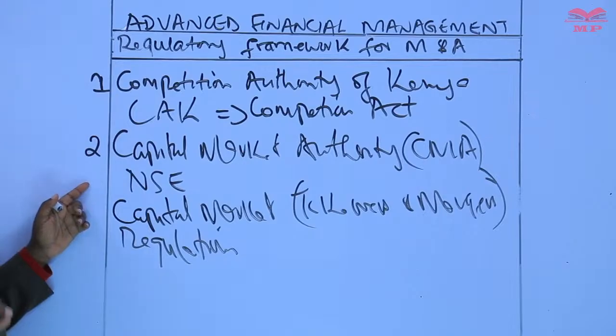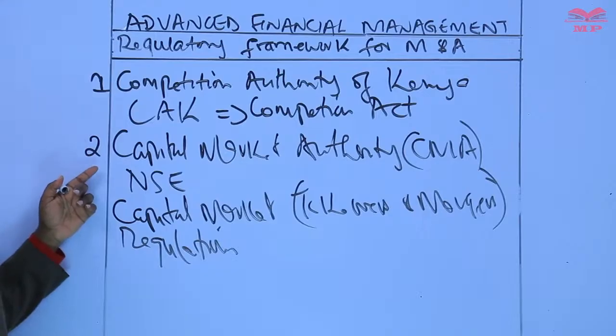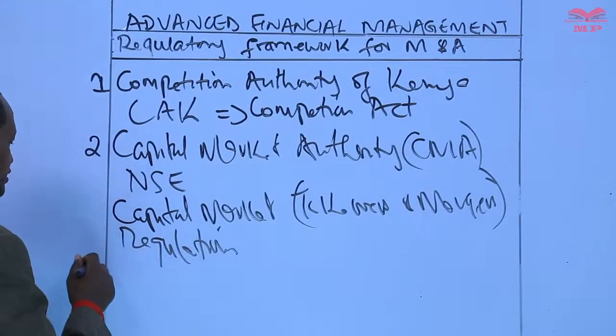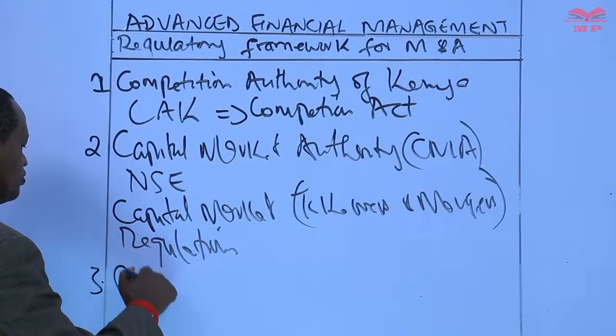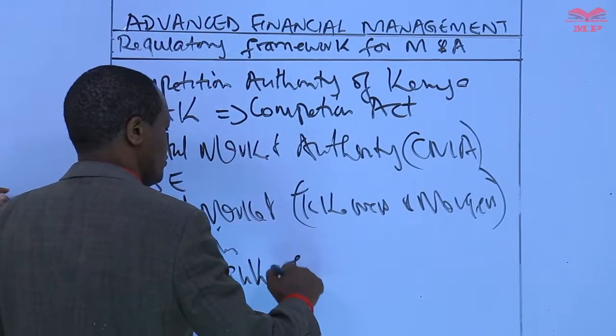So the Capital Market Authority, through the takeovers and mergers regulations, ensures that there is transparency, ensures that the interests of the public, the interests of the various stakeholders are protected. So this is the second body, the Capital Market Authority. The third body is the Central Bank of Kenya.